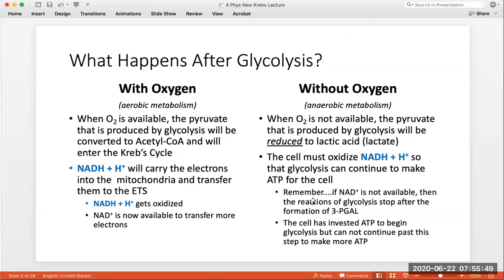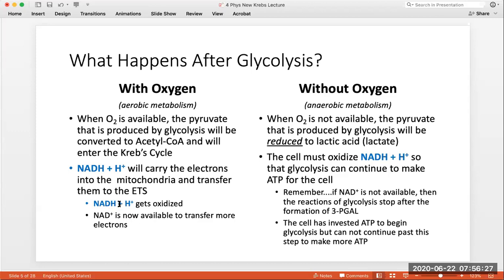So what happens after glycolysis? What we're going to focus on is what happens when oxygen is available, but we still need to talk about what happens when there is no oxygen available. So if oxygen is available, again, that's called aerobic metabolism, then the pyruvate that's produced will be converted to acetyl-CoA, and then that is what will enter the Krebs cycle. Through the reactions of the Krebs cycle, you'll produce more electron carriers, a little bit more ATP. The NADH plus H plus that was produced at the end of glycolysis will carry the electrons into the mitochondria and transfer them to the electron transport system.